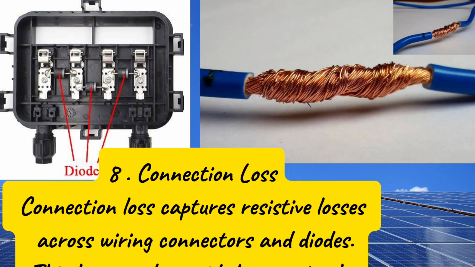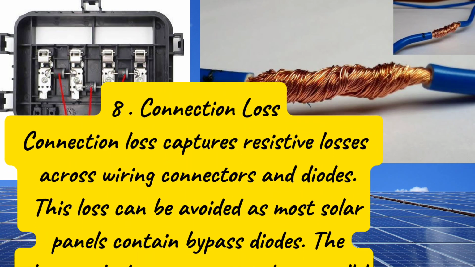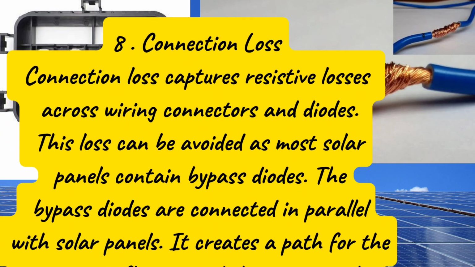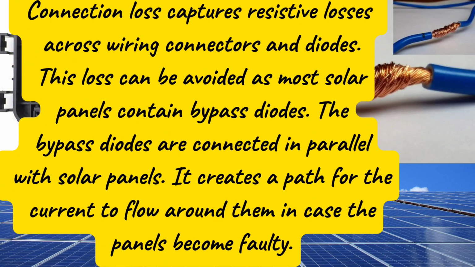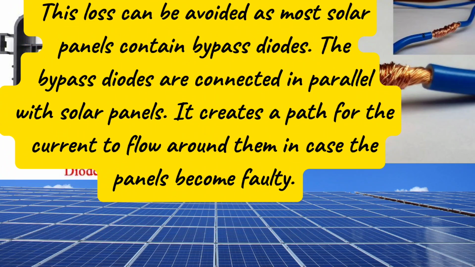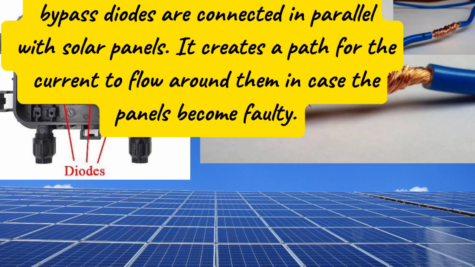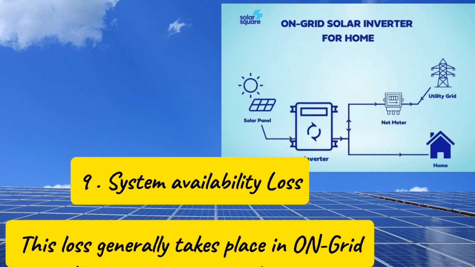Connection loss. Connection loss captures resistive losses across wiring connectors and diodes. This loss can be avoided as most solar panels contain bypass diodes. The bypass diodes are connected in parallel with the solar panels. They create a path for the current to flow around them in case the panels become faulty.